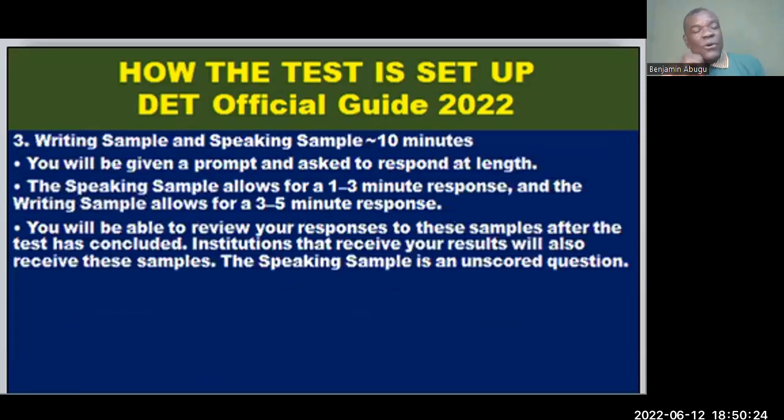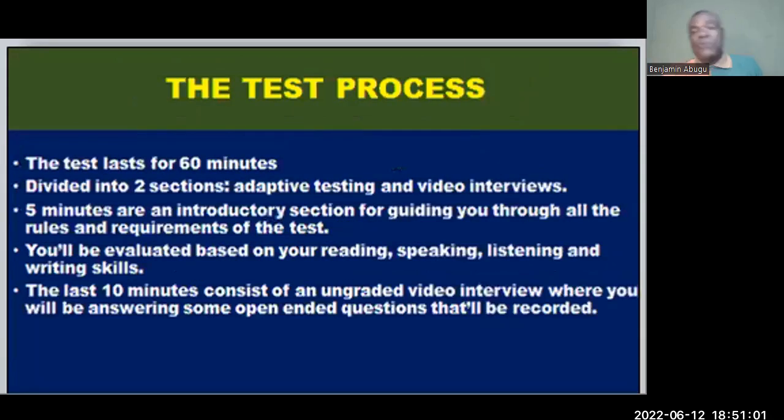And then we have the last 10 minutes, which of course is where you'll be answering some open-ended questions, okay? You might be given some writing sample and speaking sample. You'll be given a prompt and asked to respond at length, okay? Now, the speaking sample allows for a 1 to 3 minute response, and the writing sample allows for a 3 to 5 minute response, okay? So that is exactly about how it is set up.